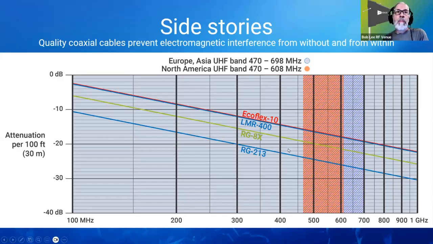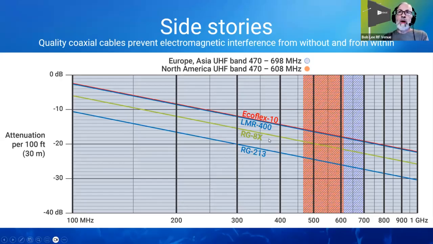So here are some popular coaxial cables. There are a lot more types too. Some are better than others, but RG8X is the one that we sell for lower loss applications.